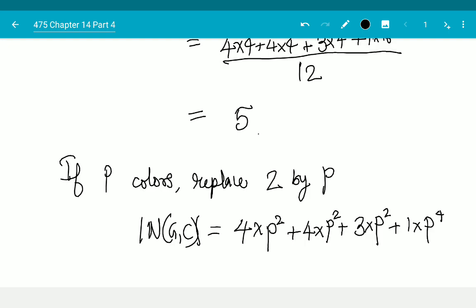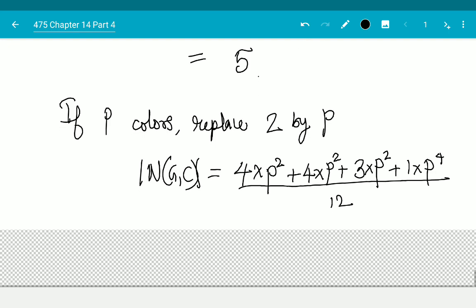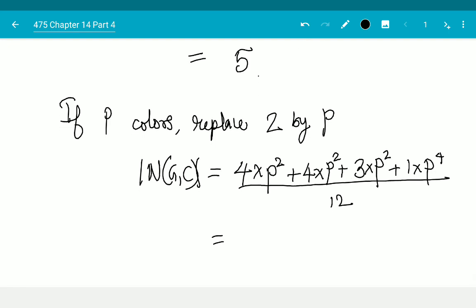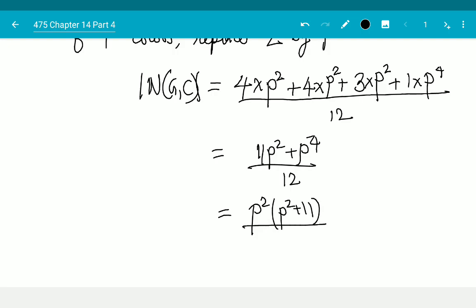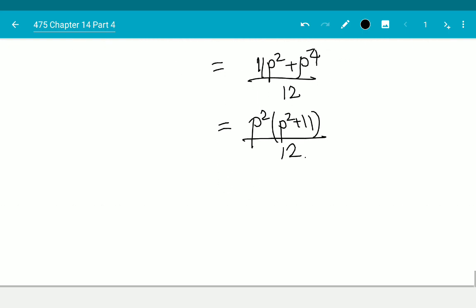rotation, which gives p to the 4 colorings, all over 12, which is equal to 4, 4, 8, 11 p squared plus p to the 4 over 12, which can be written as p squared times p squared plus 11 all over 12. Okay? So that's how we should do it for different colorings.